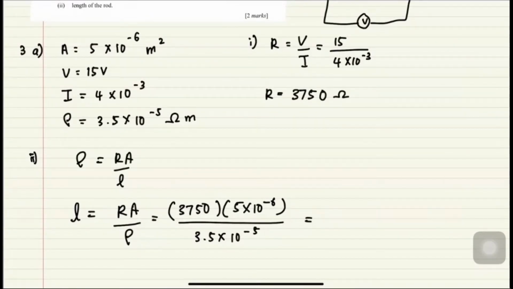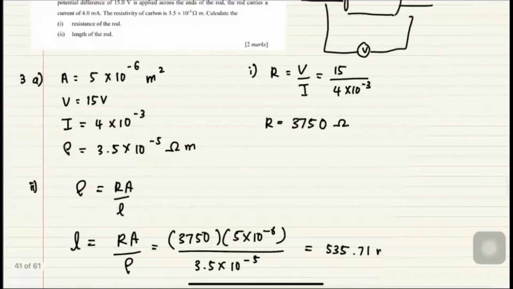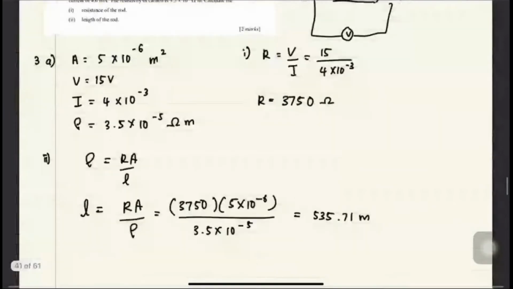So this one, I got 535.71. Because everything is in SI units, the final answer will be in meters. That's for question 3A. Straightforward, no problem.